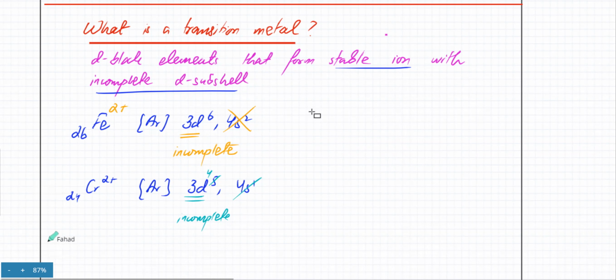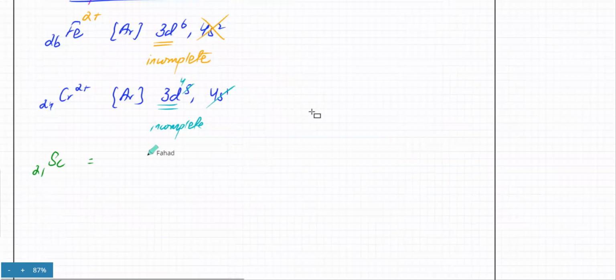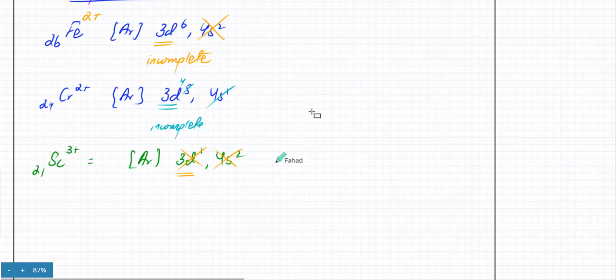Then there are certain d block elements which are not going to behave as transition metals. For example, you have scandium. Scandium has 21 electrons. The electronic configuration of scandium is argon, followed by 3d1 and 4s2. Now, the stable ion that's formed by scandium is 3 plus. If it's 3 plus, then the electrons that would be lost would be from the 4s and also from the 3d. So it's not going to have a 3d subshell. So it's not a transition element or metal.